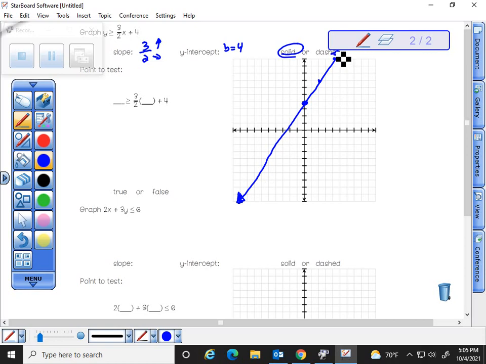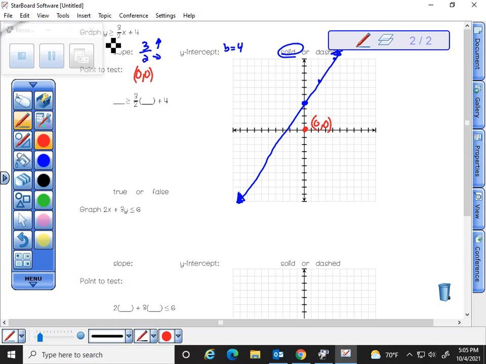And I like to fill up the entire graph at this point. Arrows at the end. I'm going to choose, again, 0, 0 because it is not on that graph. And if it's true, then you shade the true side. If this side is false, then that side must be true. So let's try 0, 0.